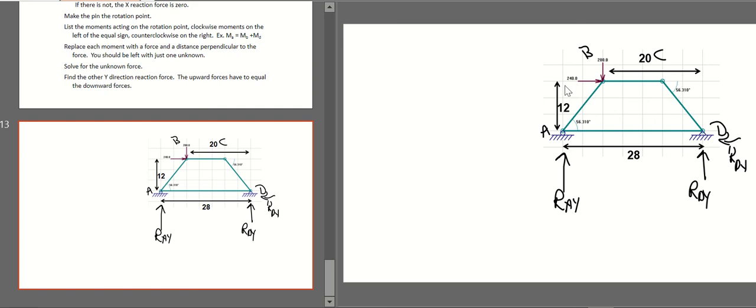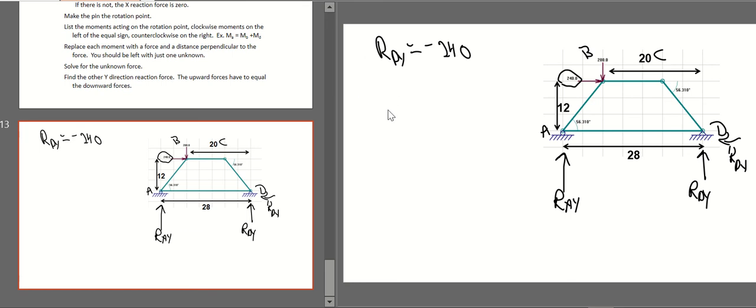Step 2, any X ones? Yeah, I got one right here, 240. So that means RDX has to go the other way, so it's going to be a negative 240. Bam, already done with one of them. I got 1 out of 3. You got a third of it done.